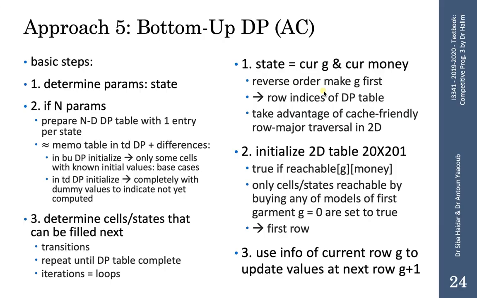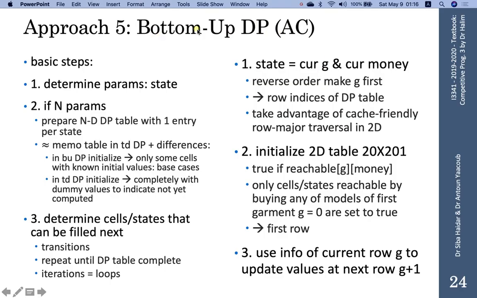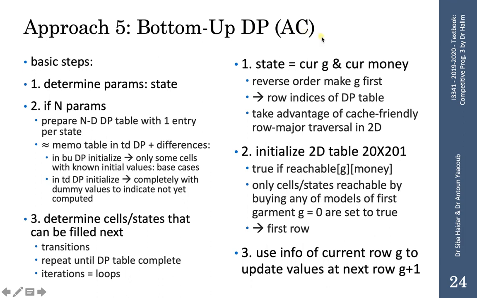The second variant of DP is the bottom-up approach. And this approach will also get an accepted verdict. And it can be done in three steps. The first is to determine the parameters which constitute the state. Secondly, if we have n parameters, for example, we have to prepare an n-dimensional DP table with one entry per state.